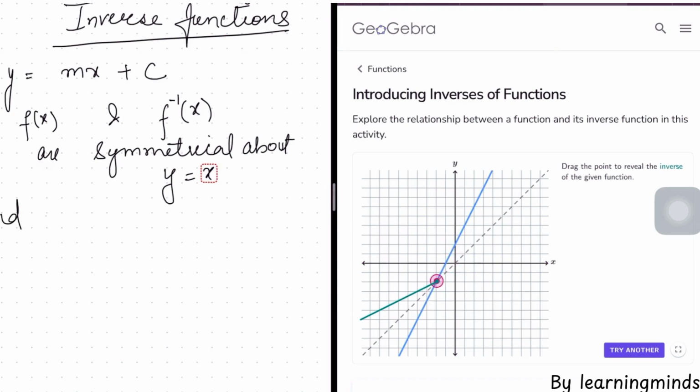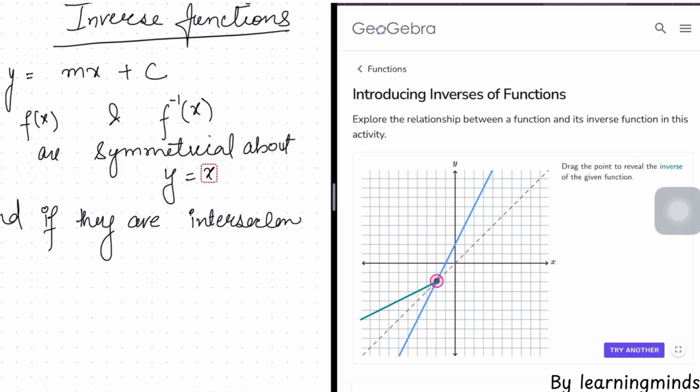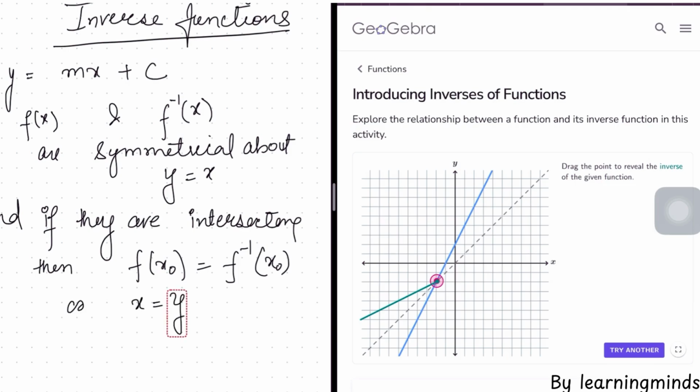So the second property: if they are intersecting, and because x is -2 and y is also -2 at this point, then the point of intersection means both the functions will give me the same value at that particular point, or I can say that x will be equal to y at that particular point, right? Let's see whether this behavior is the same for the next graph.